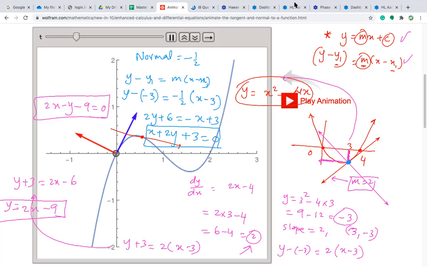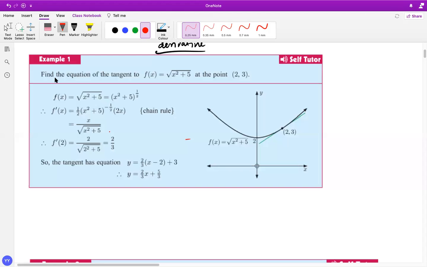Let's take one more example. In this example, we have to find the equation of the tangent to this curve at (2, 3). When finding the slope of the tangent, first you differentiate. You have to use the chain rule here. The function is (x squared plus 5) to the power half, so the derivative will be half (x squared plus 5) to the power -half times the derivative of x squared plus 5, which is 2x. I'm assuming your chain rule concept is clear here.